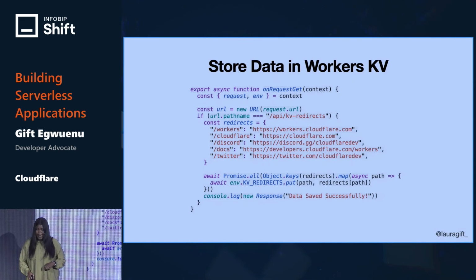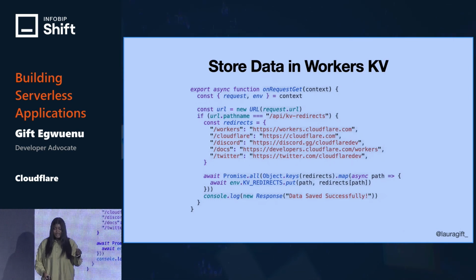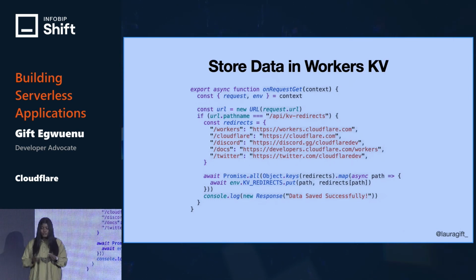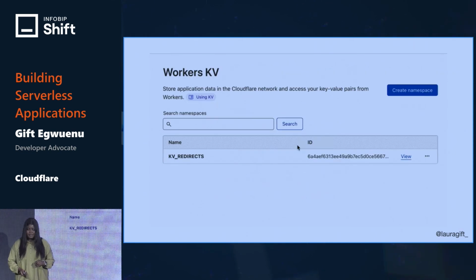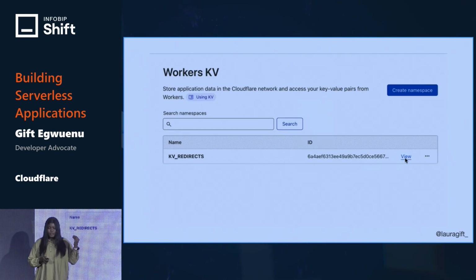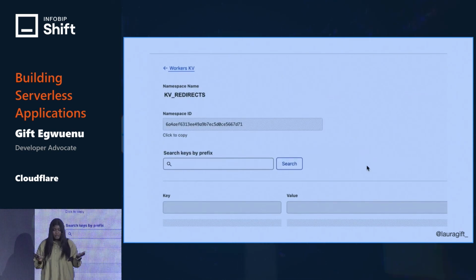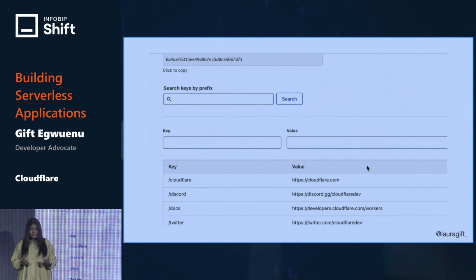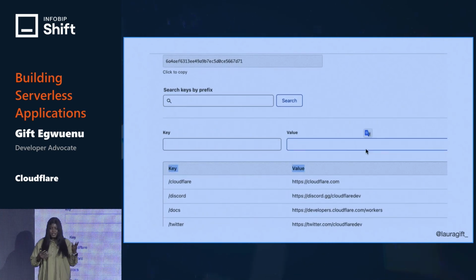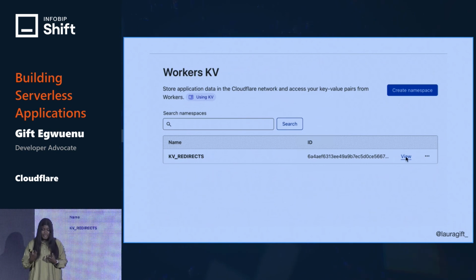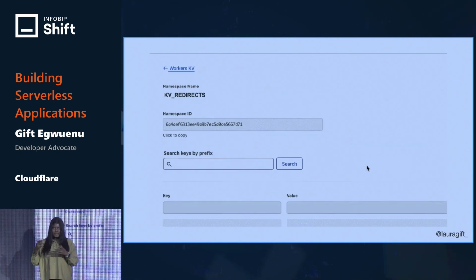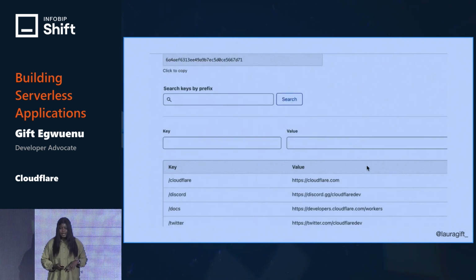So here I have a redirect object. I'm storing that in KV using the environment and the KV namespace to put the data on the KV storage. And this is what KV looks like. If you've used KV before, all you need to do is create a namespace, and then you have commands. You have the put command for adding data, the get command for pulling data from KV, the list command, and the delete command as well if you need to delete anything you've stored.